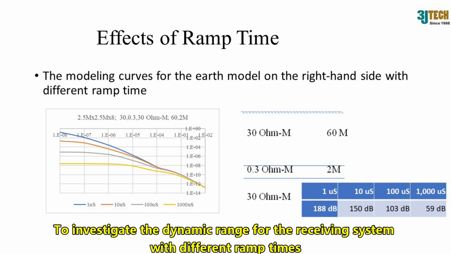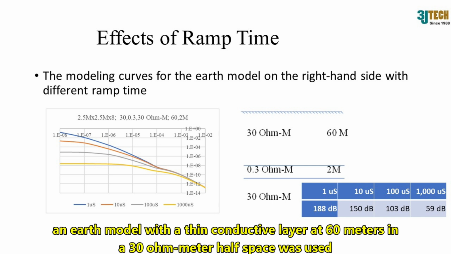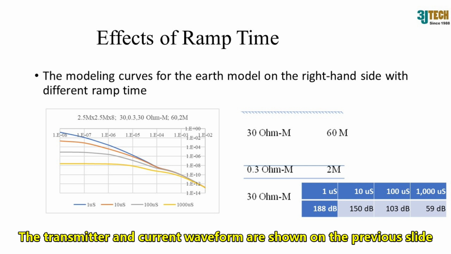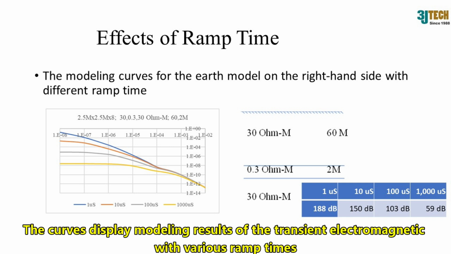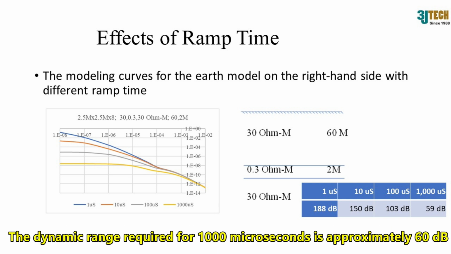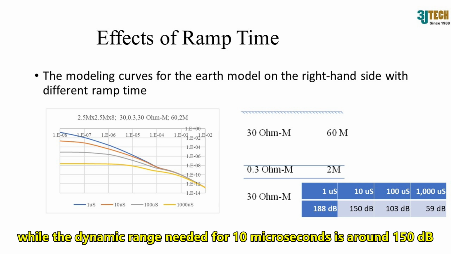To investigate the dynamic range for the receiving system with different ramp times, an Earth model with a thin conductive layer at 60 meters in a 30 ohm meter half space was used. The transmitter and current waveform are shown on the previous slide. The curves display modeling results of the transient electromagnetic response with various ramp times. The dynamic range required for 1000 microseconds is approximately 60 dB, while the dynamic range needed for 10 microseconds is around 150 dB.